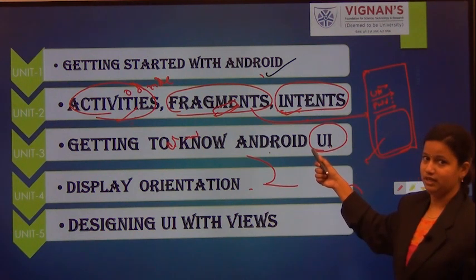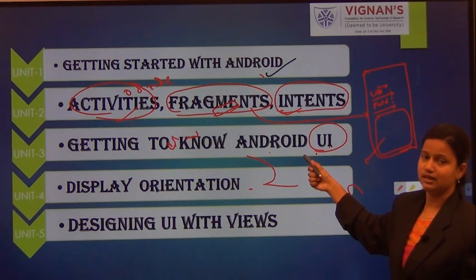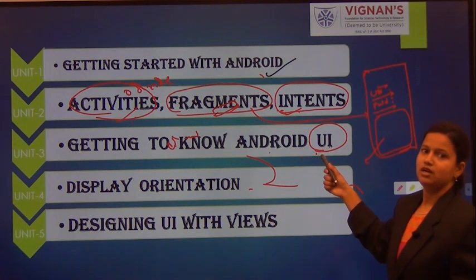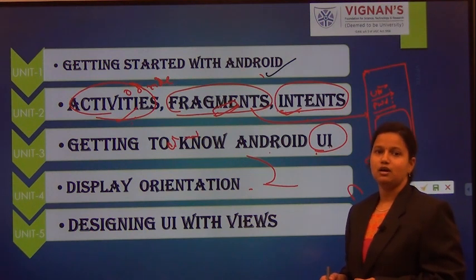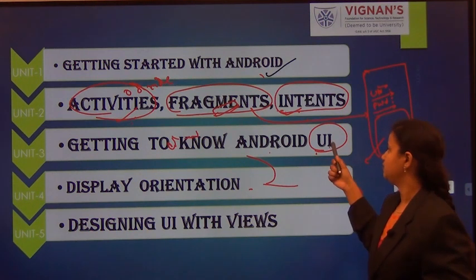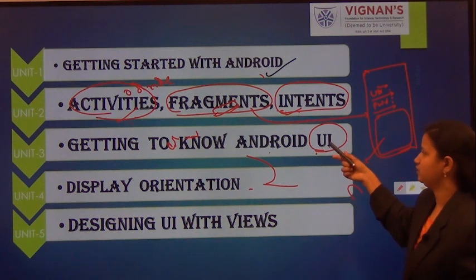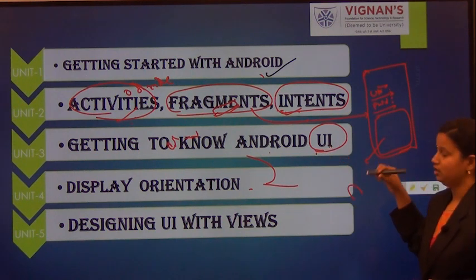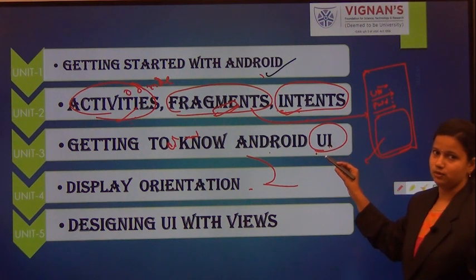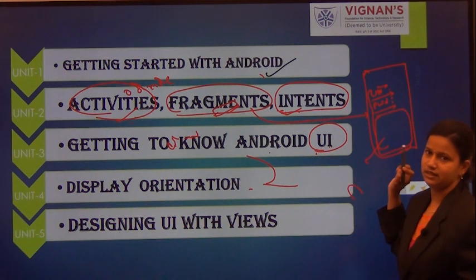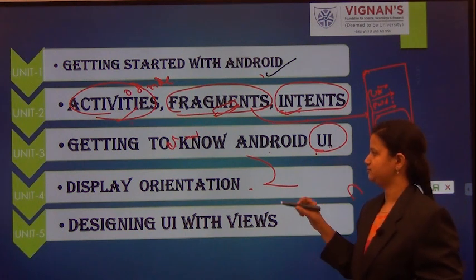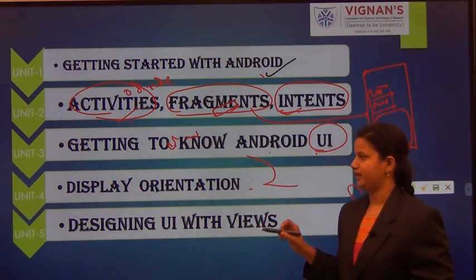We have different layout designs like linear layout, table layout, and relative layout. So different layouts are possible, and in this unit we learn about the different layout concepts. The use of those layouts is nothing but the arrangement of the components in the user interface. And the next one is display orientation.